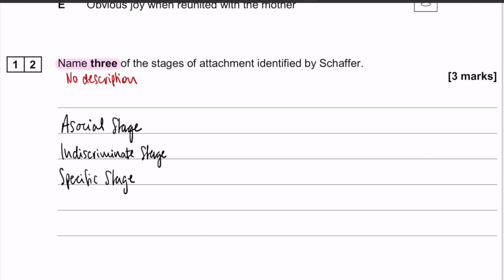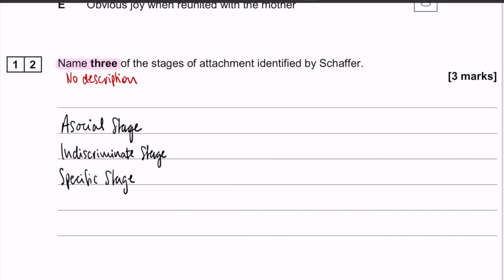So you've got 4 to choose from. I've just gone for the first 3. That's the asocial stage, the indiscriminate stage, and the specific stage. The 4th stage is of course the multiple attachment stage, which would also have been a credit-worthy answer. Any 3 of those 4 would get you the 3 marks.